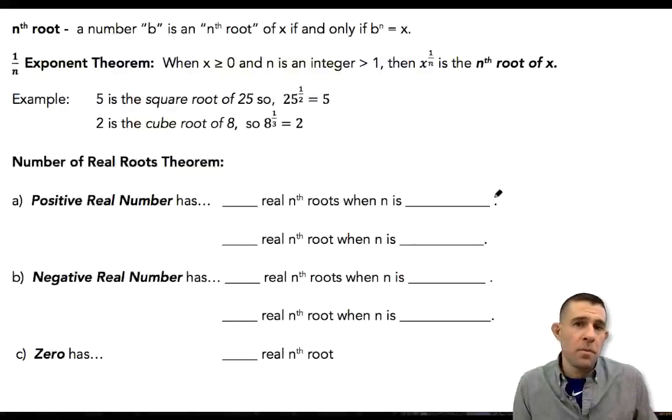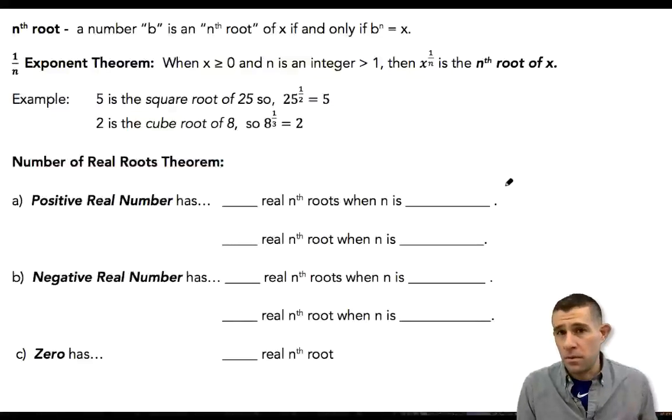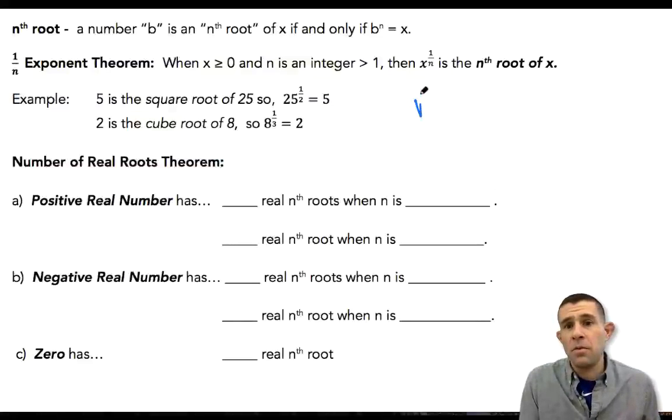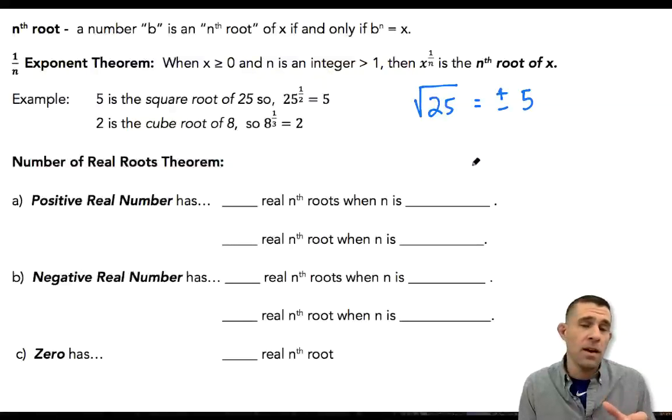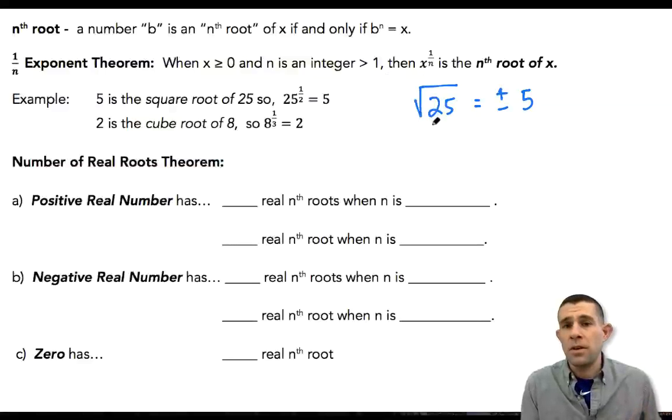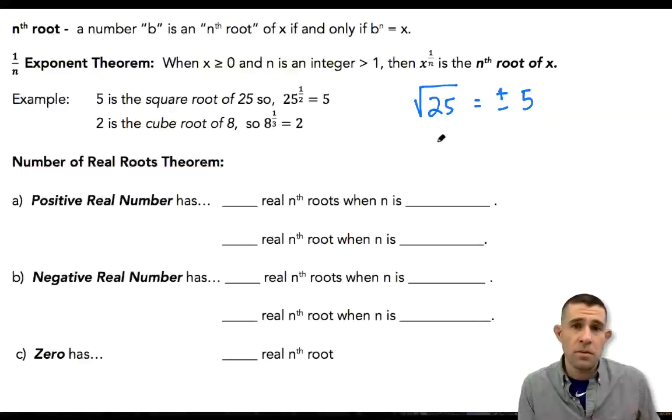So far, up until this point, we've always studied square roots, and we'd say that the square root of a positive number, such as 25, is equal to both positive and negative 5. Now, recently we took a look at the square root of negative numbers, and we recognized their solutions are imaginary. So today we're going to extend the study of square roots into this thing called an nth root.